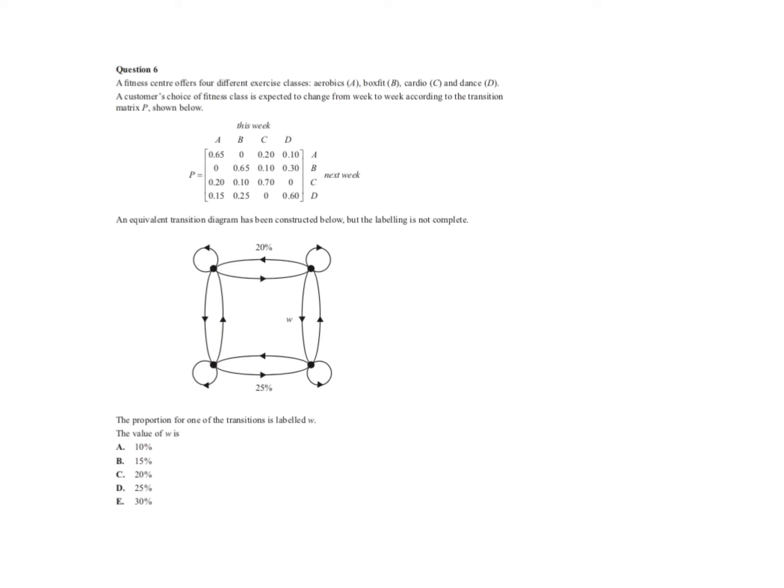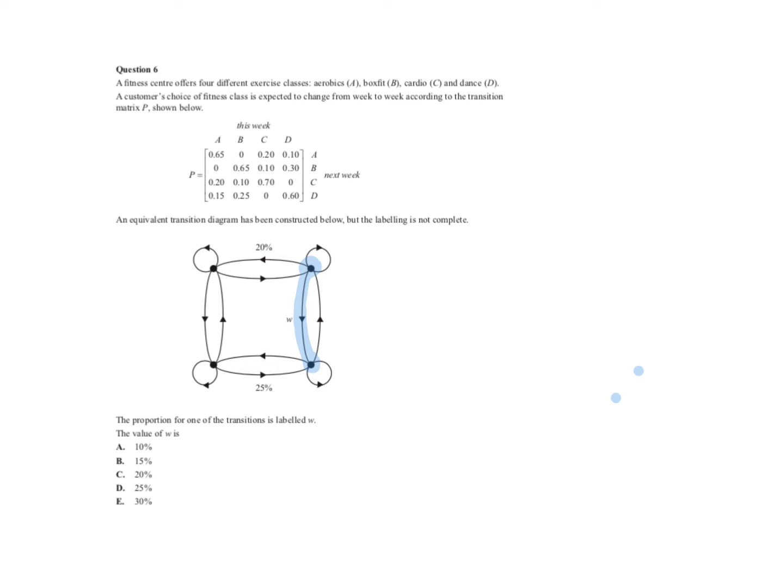Okay, Fitness Centre offers 4 different classes, A, B, C and D. The customer's choice is expected to change week to week according to this transition. An equivalent diagram has been constructed below, but not complete. The proportion from one transition is labelled W. What is the value of W? So we want to go where, if you look at the W, is going from something to the other. But we have to work out what's going on here.